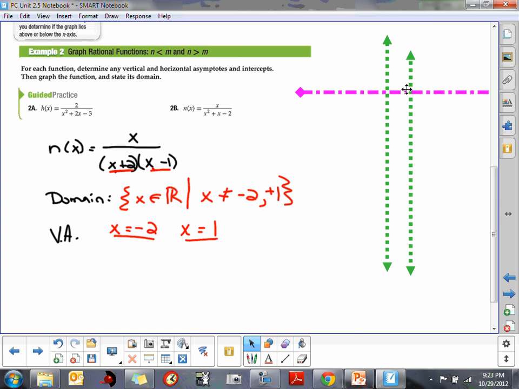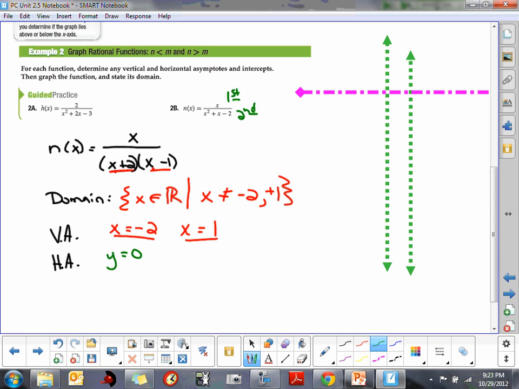Next thing we're looking for is the horizontal asymptote. Again, this is a matter of degree. It's a first degree polynomial this time over a second degree polynomial. If the bottom is bigger, it's always at 0. So if the numerator is less than the denominator, we always have a horizontal asymptote at y equals 0. So same as we had last time.